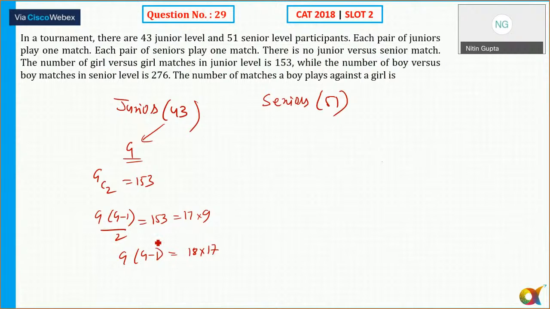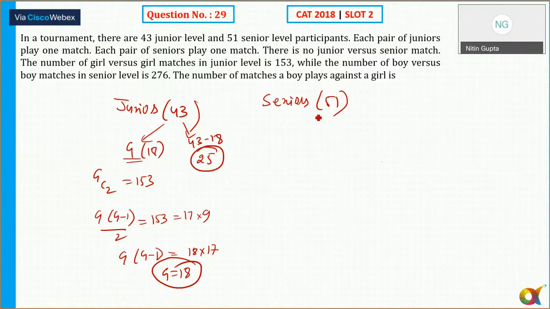And I keep telling you, always avoid taking the quadratic. G has to be an integer, so G must be equal to 18. So the total number of girls here is 18. Okay, so the number of girls is equal to 18 in juniors. So how many boys are there? That is 43 minus 18. What is the total number of boys here? Tell me. The total number of boys is equal to 25. There are 25 junior boys and 18 junior girls.